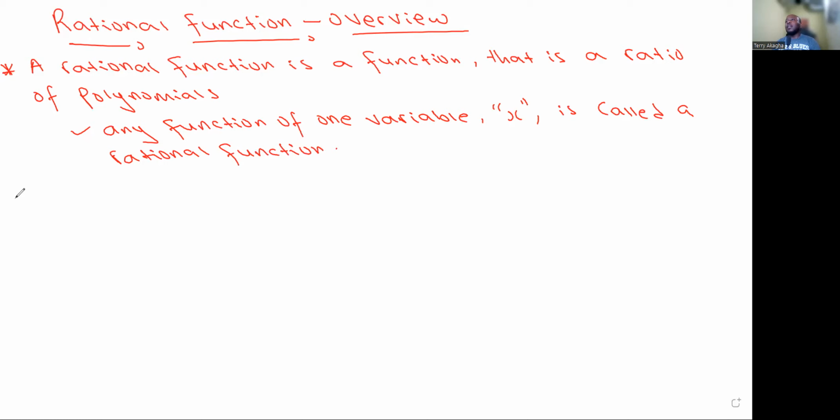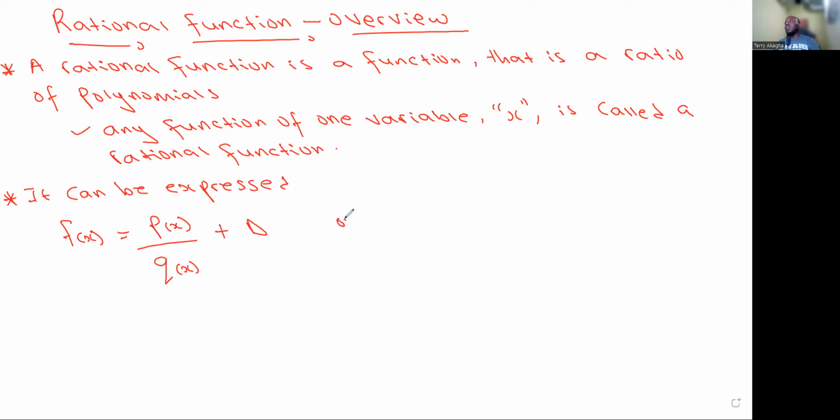So how can this be expressed? It has a general formula, okay? And I'm going to write each of the general formulas. You can have f of x equals p of x divided by q of x plus d, or in some cases, you can have a rational function as f of x is equal to a over bx plus c, plus d. So it does not really matter. It's a ratio of polynomials.